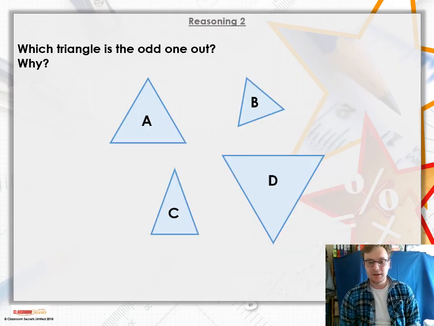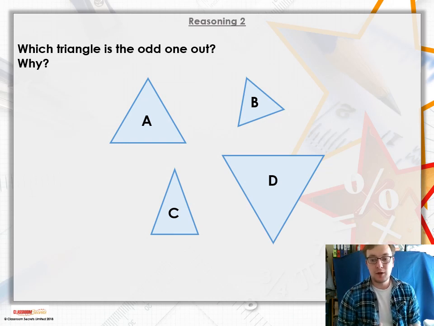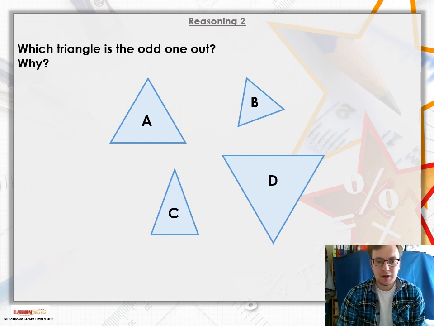And for your final question today, which triangle here is the odd one out and why. So have a look at A, B, C, and D. Work out which one is the odd one out using that knowledge you've now got of each triangle. Have a go, and then I'll explain to you which one is the odd one out. So let's have a look at A first here.